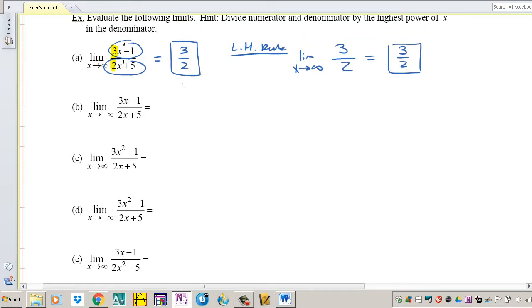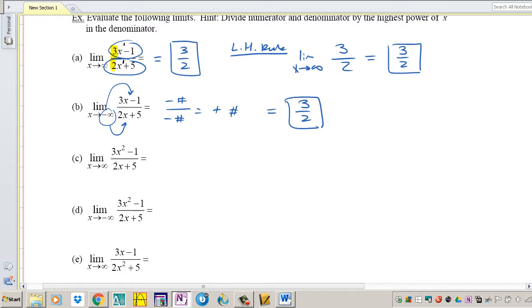Letter B, we have the same problem, except now we're going towards negative infinity. Well, it's going to be the same process, but what is the answer? Is it a positive 3 halves or is it a negative 3 halves? Well, let's think logically. A negative infinity on top over a negative infinity at the bottom. A negative number over a negative number will produce a positive number. So just ignore the negative infinity and you still get the same answer.